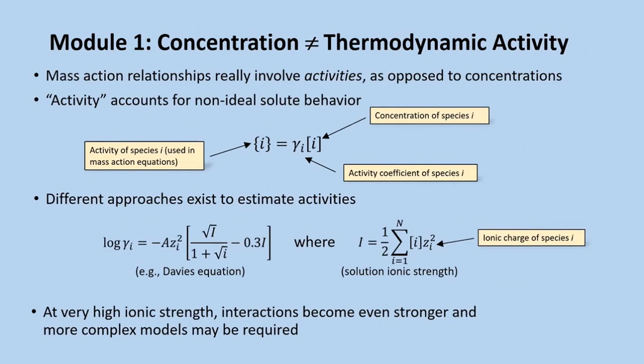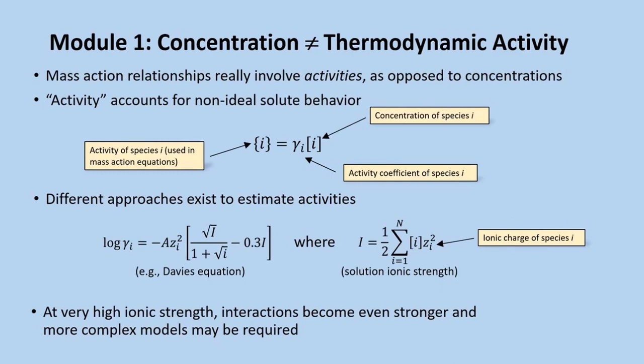Up until now, we've used the species concentrations in the mass action equations. This is really only theoretically valid at very low concentrations. At higher concentrations, non-ideal effects become important. These include interactions between ions in solution, and between ions and the surrounding water molecules. To deal with this, we introduce the concept of thermodynamic activity, which involves a correction term to the concentration. It is the activity of a species, rather than its concentration, that must be used in the mass action equations.